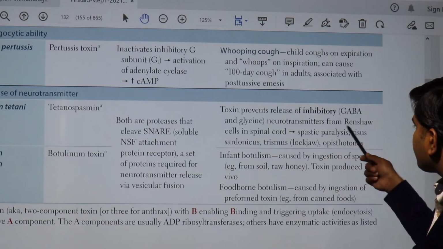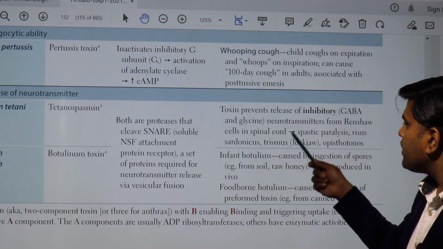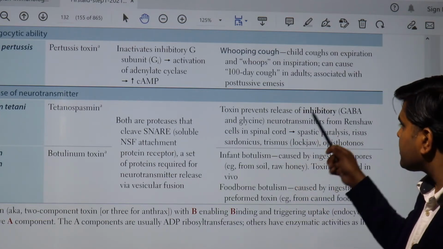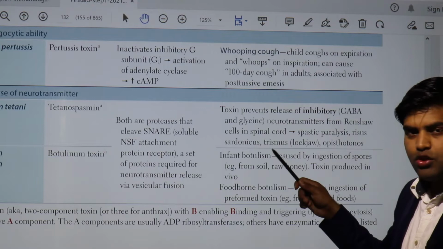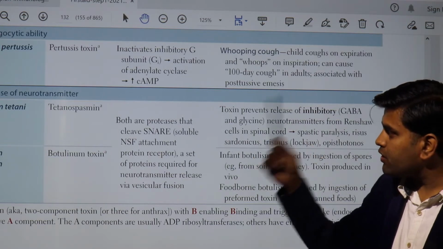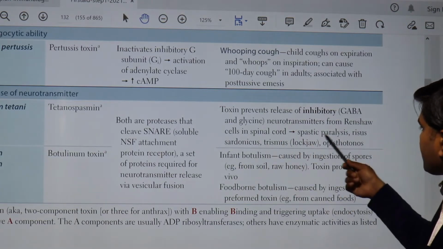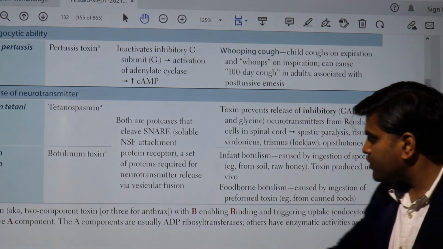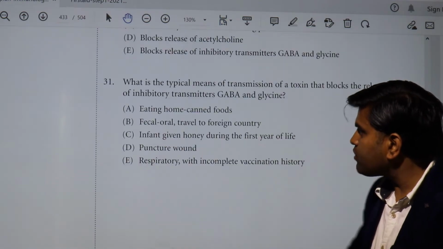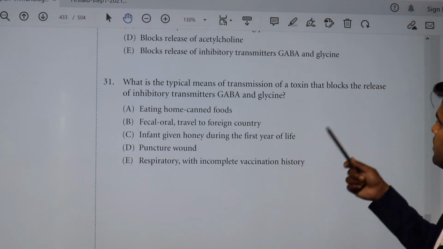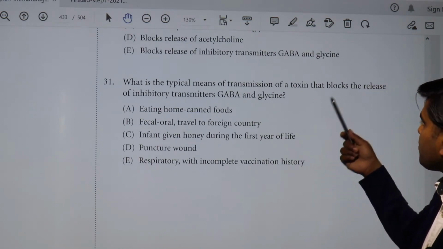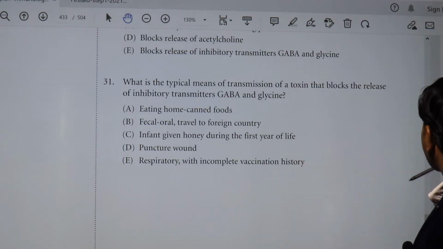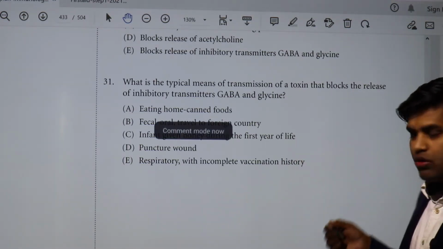So the inhibitory neurotransmitter from the cell in the spinal cord is prevented, not released from the Renshaw cell, the inhibitory GABA and glycine. This is from tetanospasmin of Clostridium tetani, and that causes spastic paralysis, risus sardonicus, trismus, and opisthotonus. So this was the feature of Clostridium tetani, and the question was, what is the typical means of transmission of the toxin that blocks the release of inhibitory GABA and glycine? So we know they are talking about Clostridium tetani.